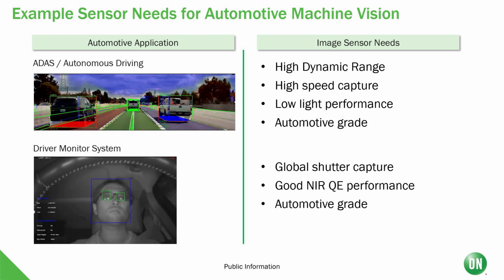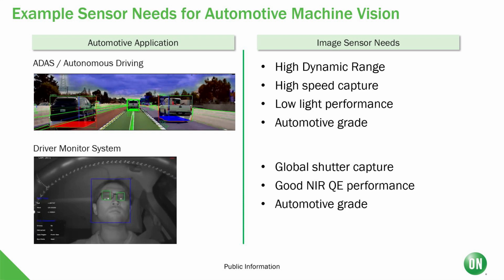So looking in detail of two of the most common automotive machine vision applications, the first one would be ADAS, or autonomous driving. Image sensors for those type of applications, we typically need to have very high dynamic range, bright and dark portions of the scene. We need to have a high-speed capture for moving vehicles and moving scenes that the automobile sees. We need to have very good low-light performance. And, of course, these image sensors need to be automotive grade.